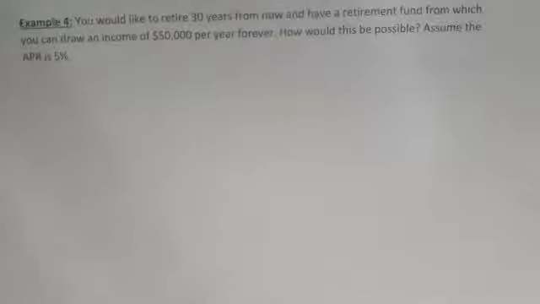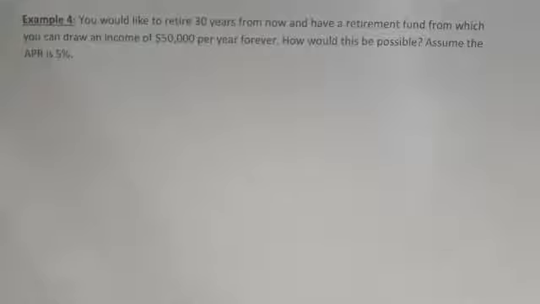Okay, so now we're doing another savings plan. We look at this, it says you would like to retire 30 years from now and have a retirement fund from which you can draw an income of 50K per year forever. How would this be possible? Assume APR is 5%. So this is a bit of a weird problem or a weird setup.